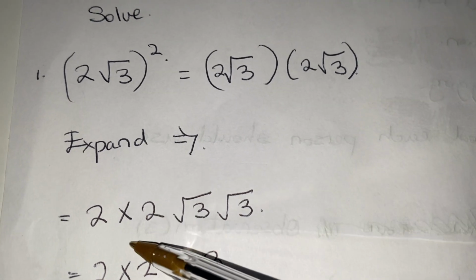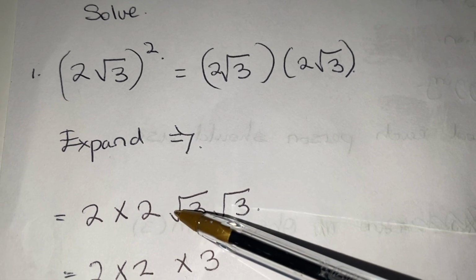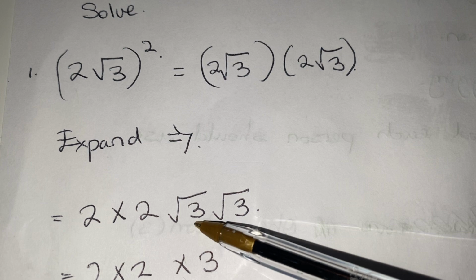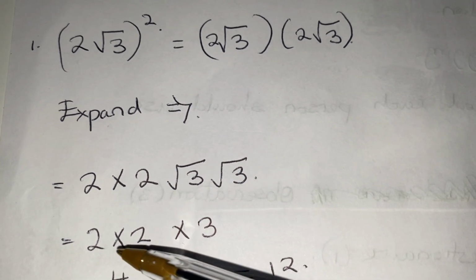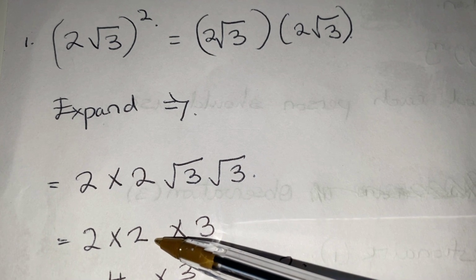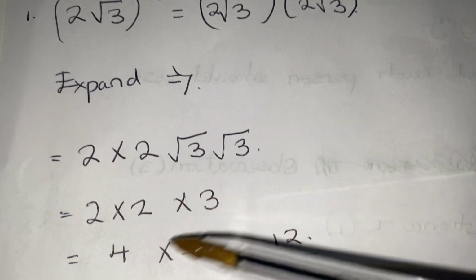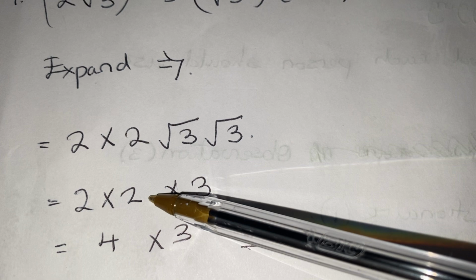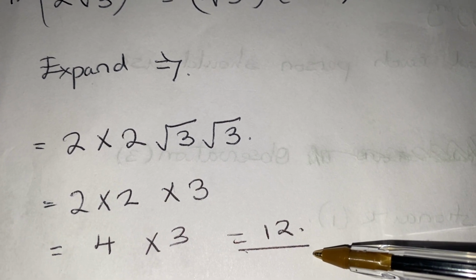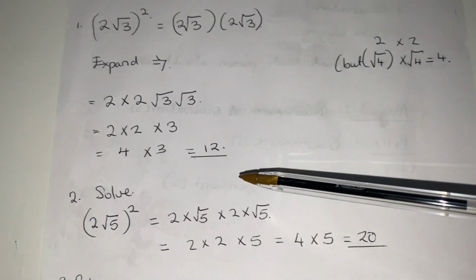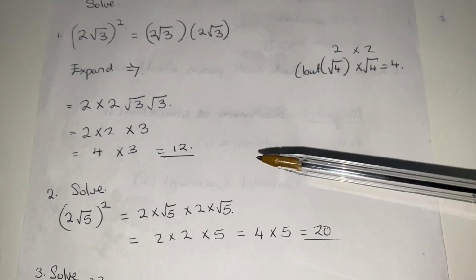So now you have 2 times 2 root 3 times root 3. So you have 2 times 2 times 3. 2 times 2 is 4, times 3 is 12. So that is how that is.